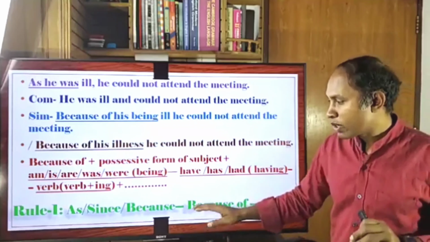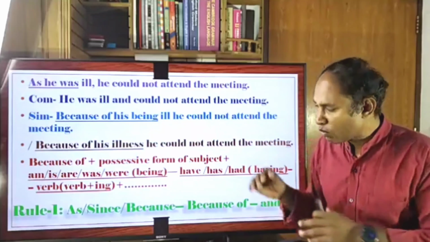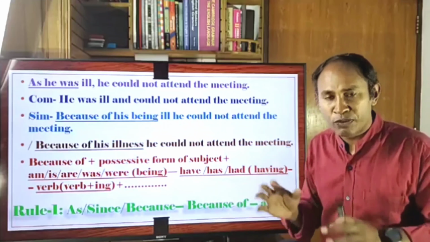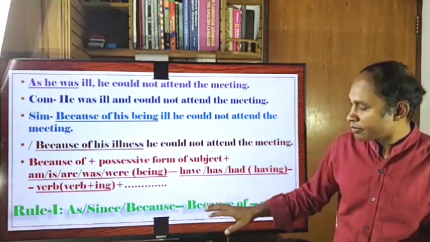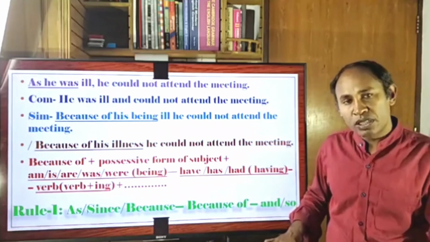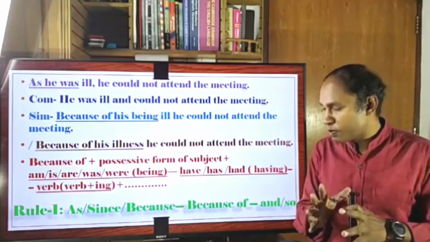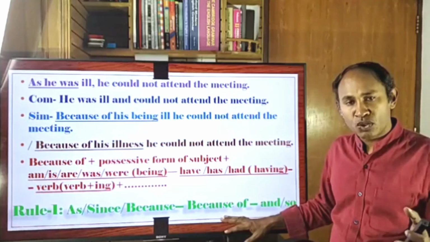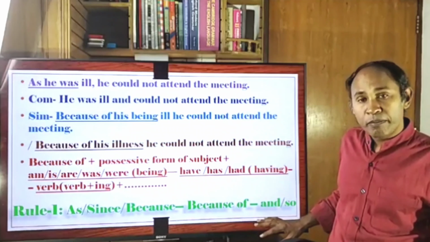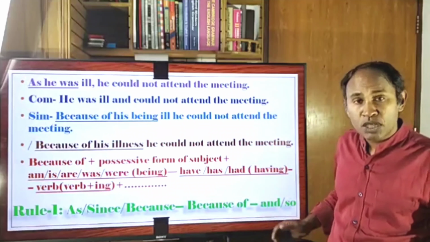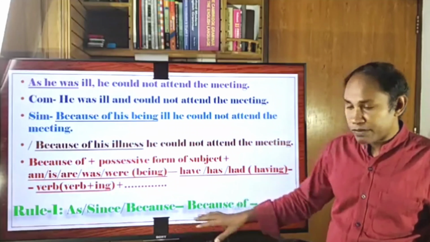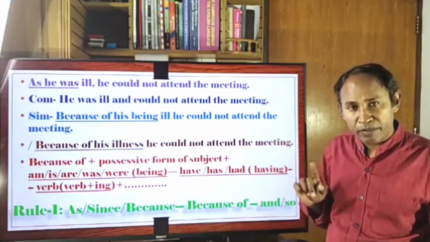Okay? That's why this is a must, and you will just memorize it. I don't know how it will be, but of course you will have to do it. So the first rule for you is that in place of as, since, because, you will have to use because of, and to make it a compound, we have to use and or so. Very simple, just read it and keep it in mind clearly.